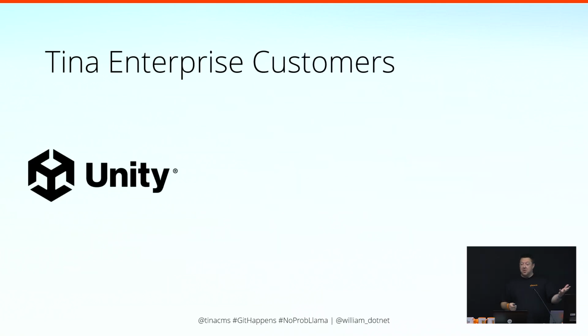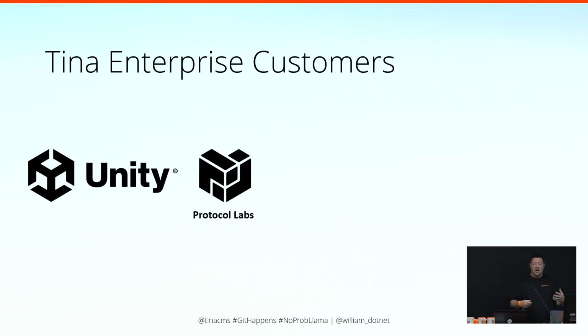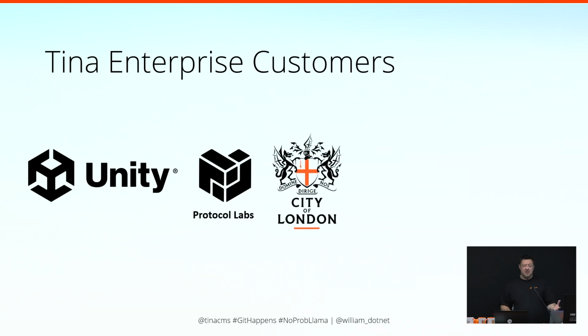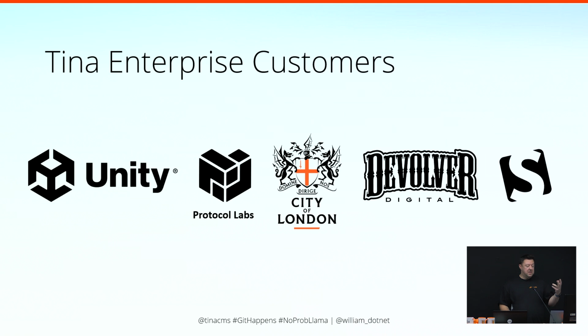So for instance, Unity, great graphics platform, developing games, architectural visualization, all sorts of stuff. They use Unity, they use Tina for their documentation site. Protocol Labs, the City of London Council, Devolver, and Smashing Magazine. Some of the enterprise customers all using Tina.